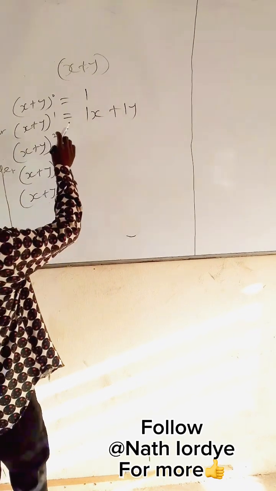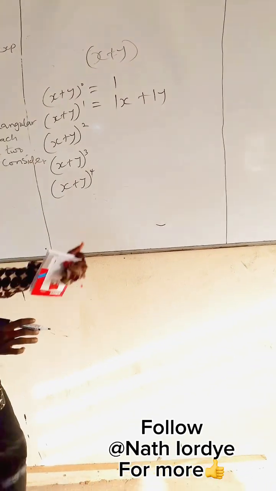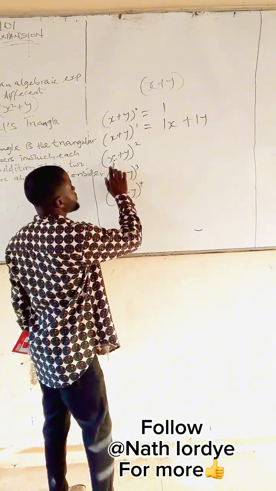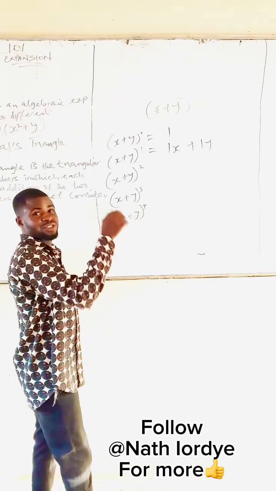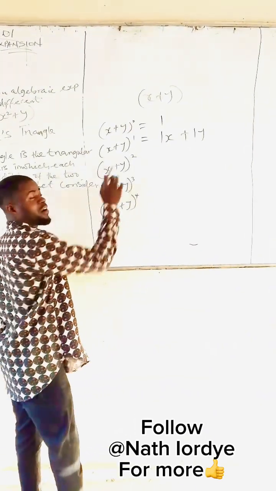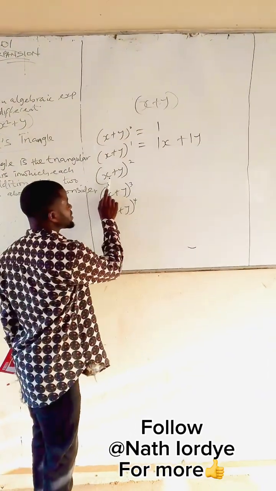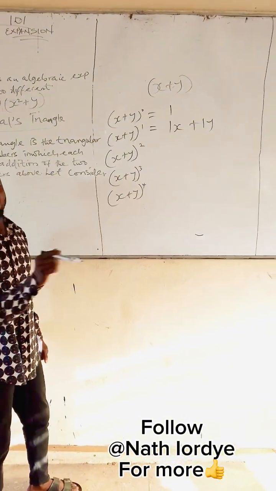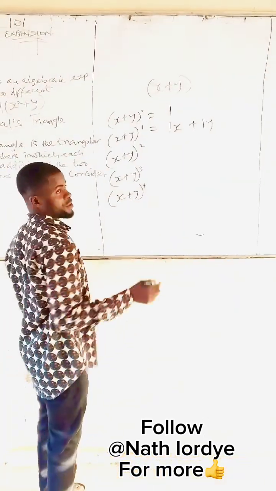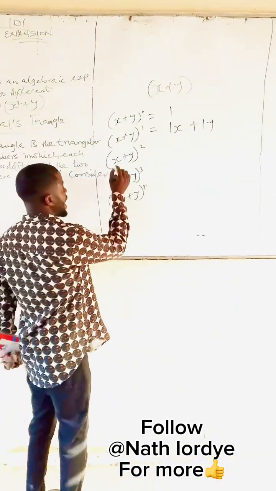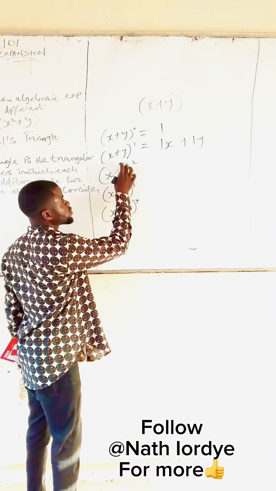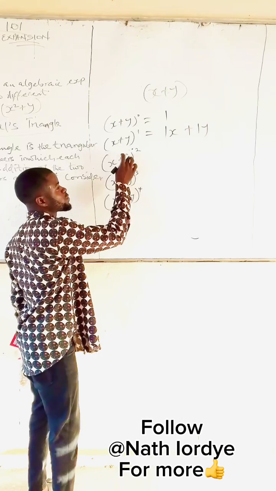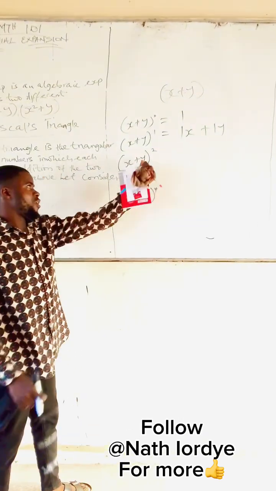It is important to note that in Pascal's triangle, every decrease in the power of x results in a corresponding increase in the power of y. Every increase in the power of x results in a corresponding decrease in the power of y, and vice versa. I don't know if you understand me.